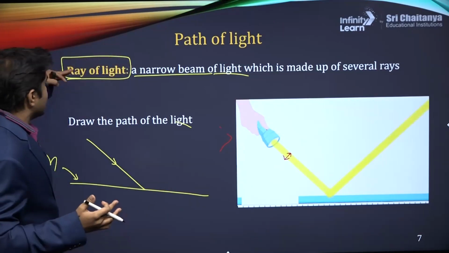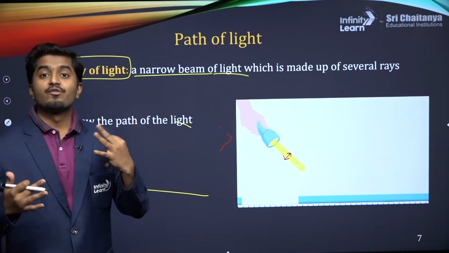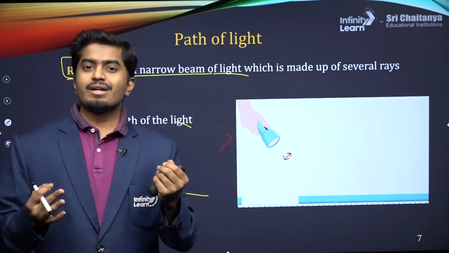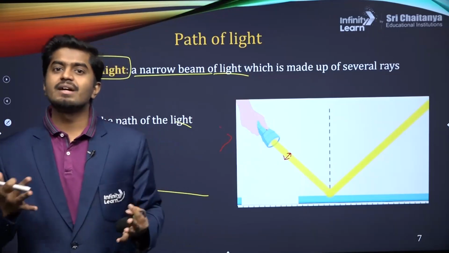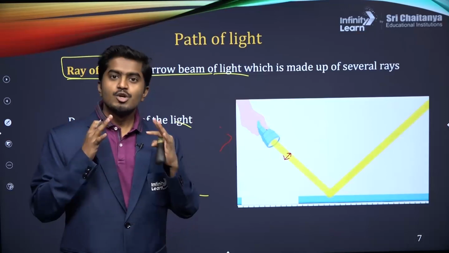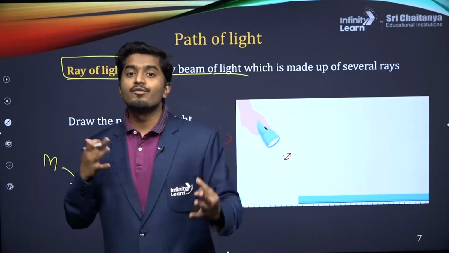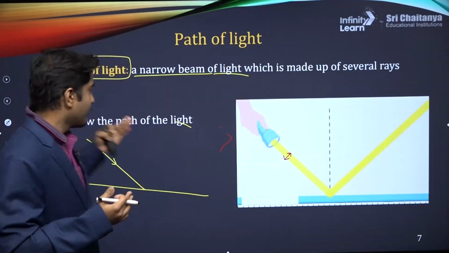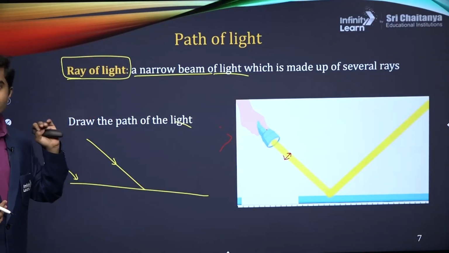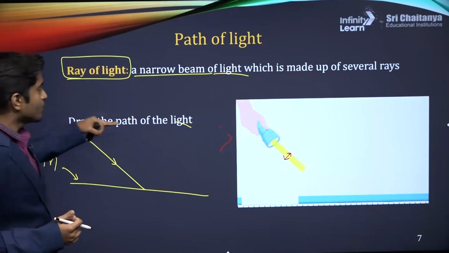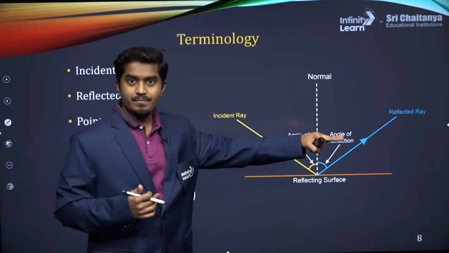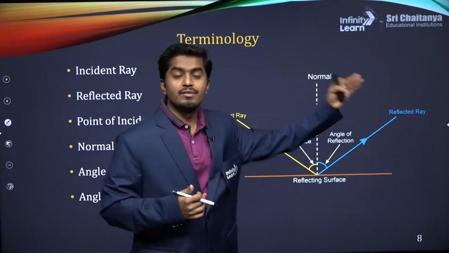Usually these light rays are like photons, correct? We cannot have a single photon. It is very difficult to have just a single photon. So usually they are made up of several photons of light, and they make a single ray of light. Now you can draw this path. So how will the path look? Something like this.